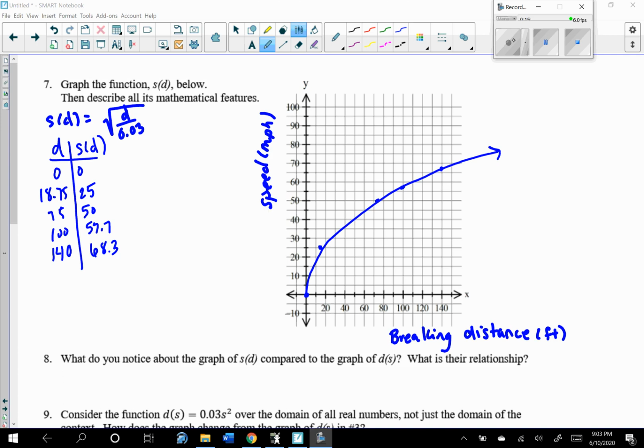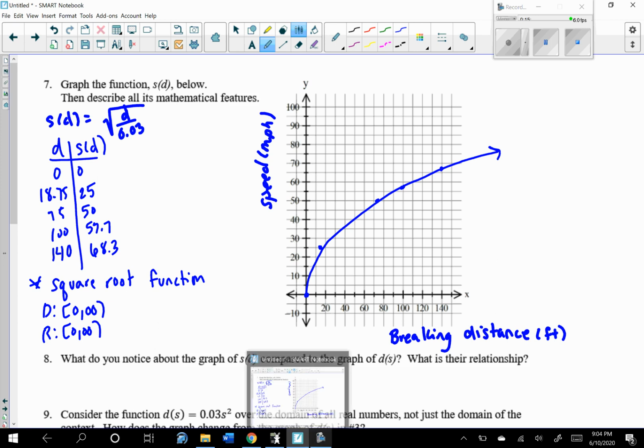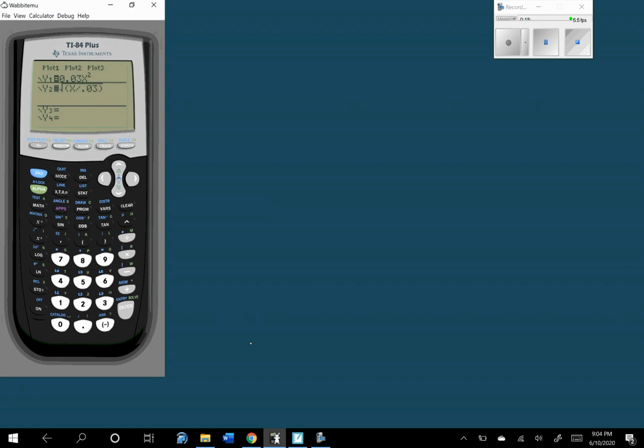So we have our equation, and I just plugged in values for d and then did s of d and graphed my equation. And so this is the inverse of the quadratic, which is a square root function. So this is a square root function, which we can tell because there's a square root in the actual equation. And the domain of this we can see is from 0 to infinity, and the range is also 0 to infinity.